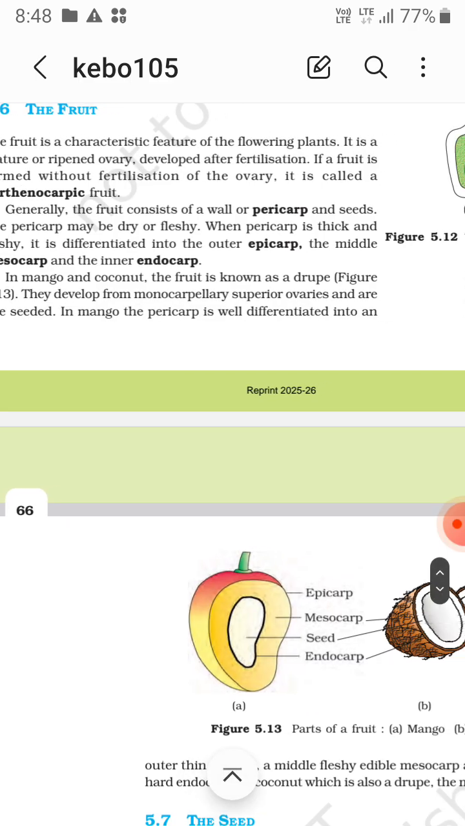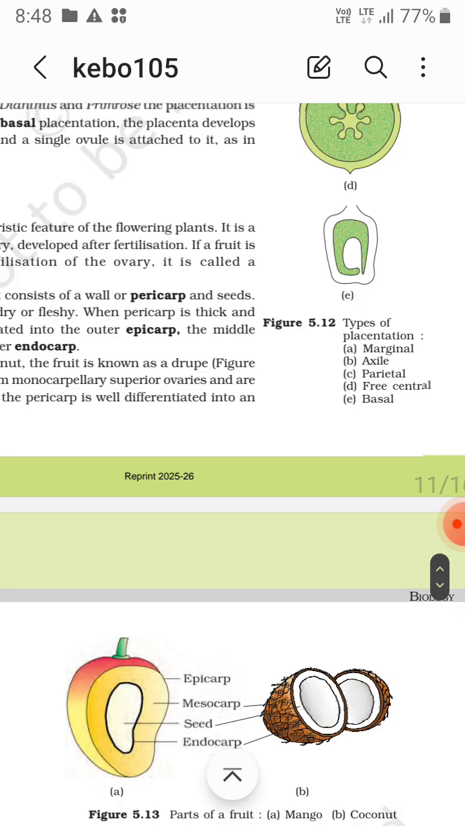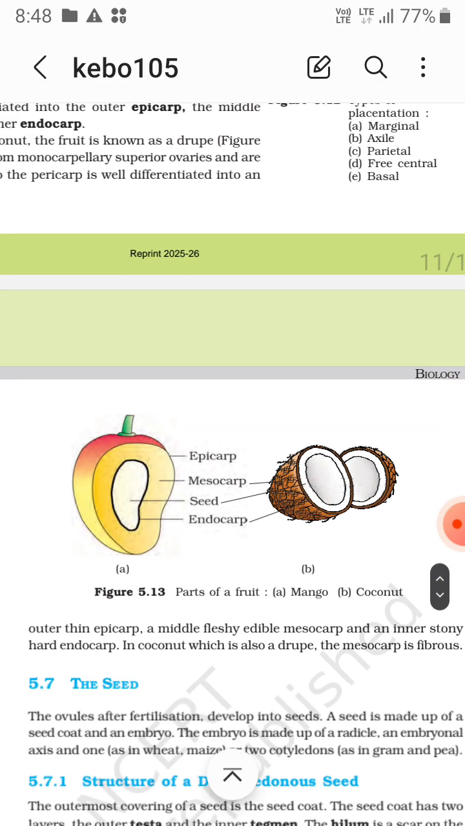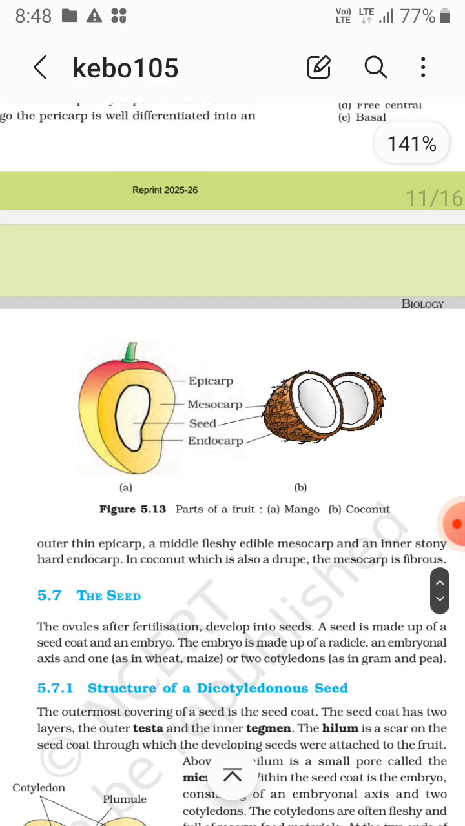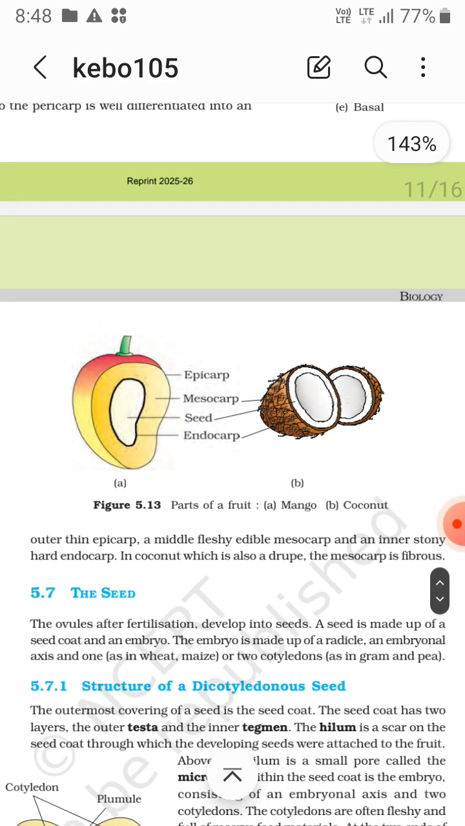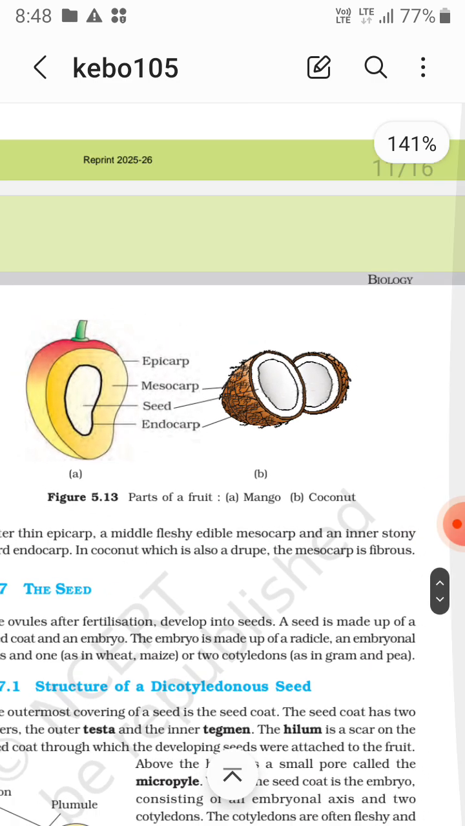In mango, the pericarp is well differentiated into an outer thin epicarp, a middle fleshy edible mesocarp, and an inner stony hard endocarp. In coconut, which is also a drupe, the mesocarp is fibrous.